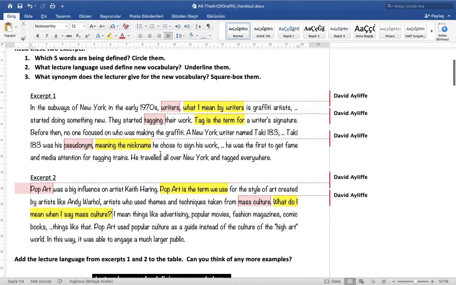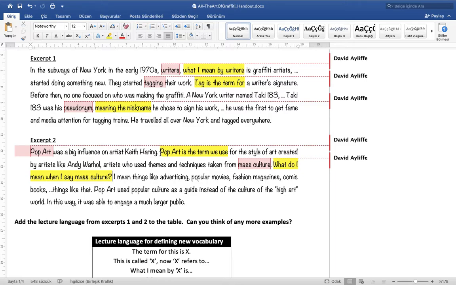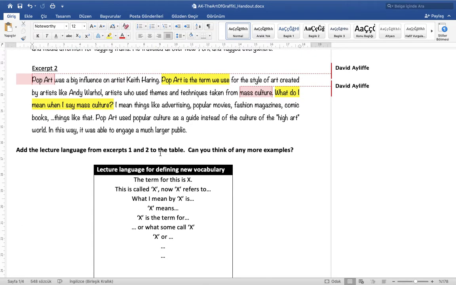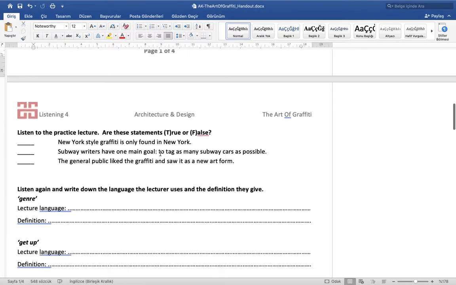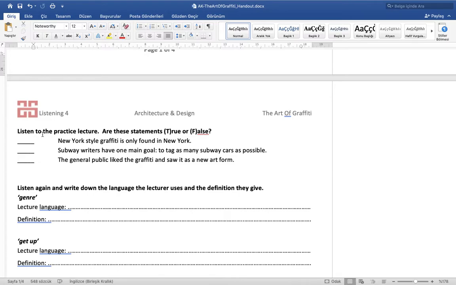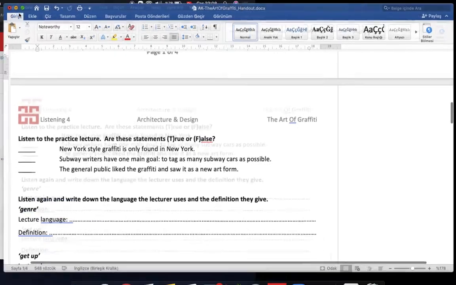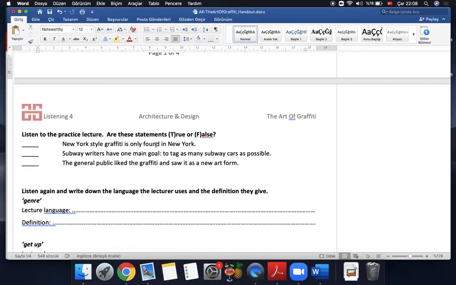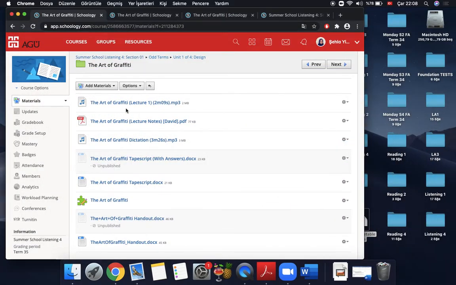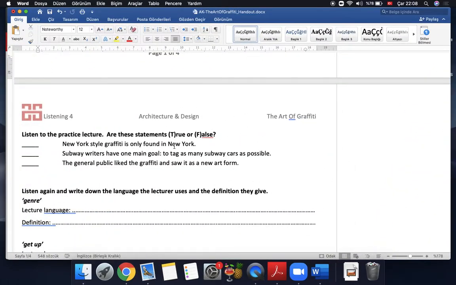So guys, please be careful, because if you hear one of these expressions, you know that you have to take notes either before or after them. So now we want you to listen to the practice lecture, which is in the course page. I'm going to show you quickly, and you're going to write if the statements are true or false. This is the mini lecture, the skill focused lecture. You're going to listen to this mini lecture and identify whether these statements are true or false.